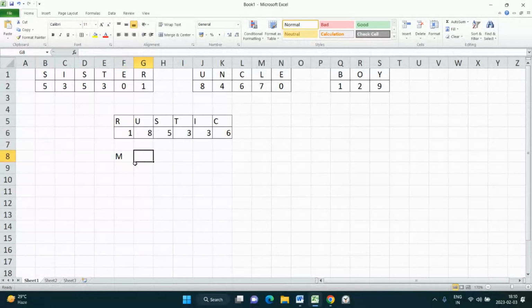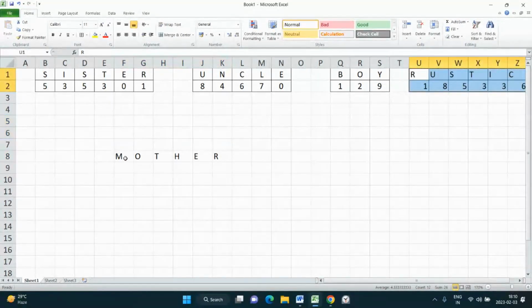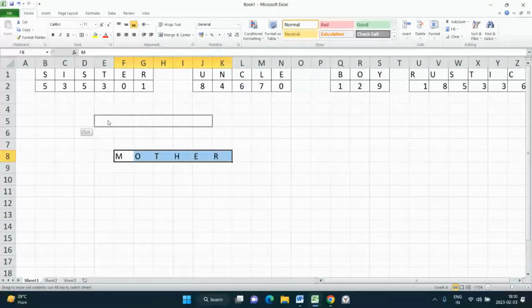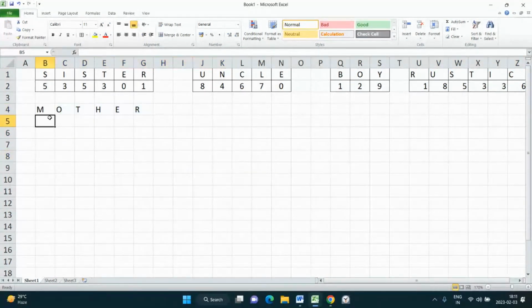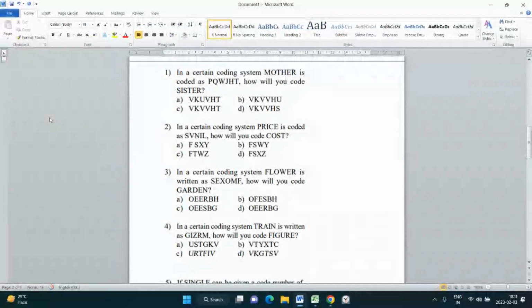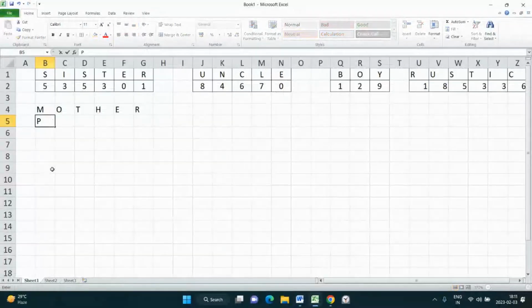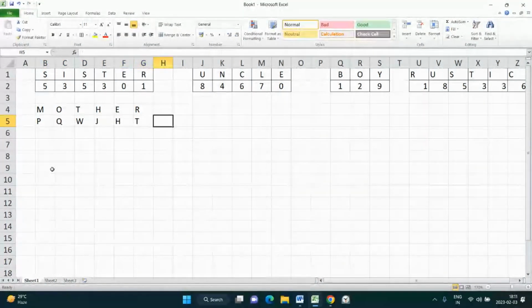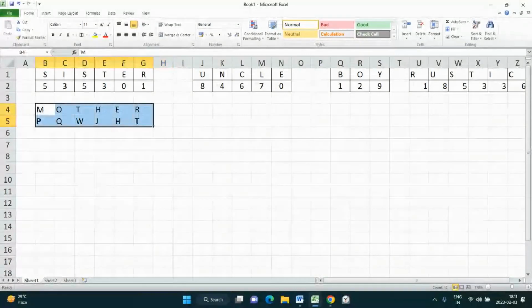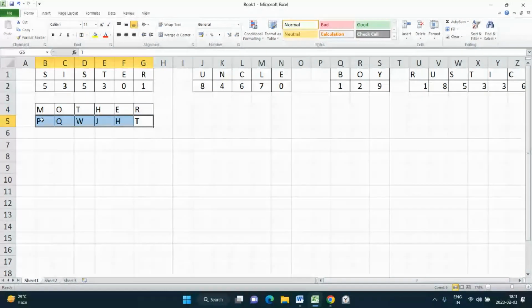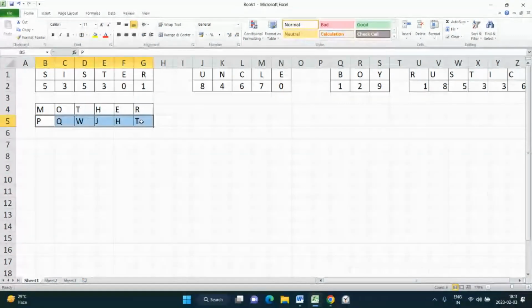M O T H E R. This is over. Mother is over. Sorry. Rustic is over. This is the second one. Mother is coded as PQWJHT. This is the word. Internally, this means the program will understand this as mother.